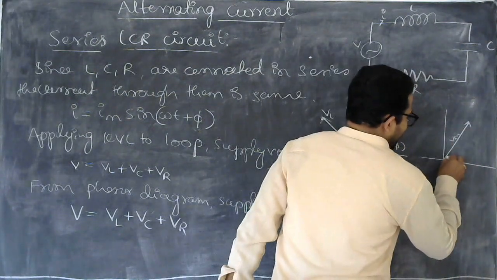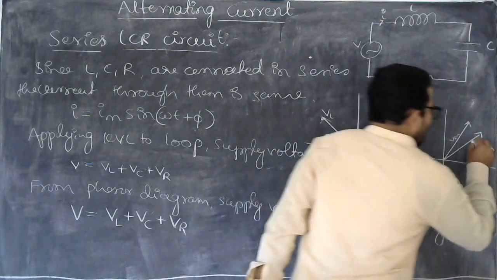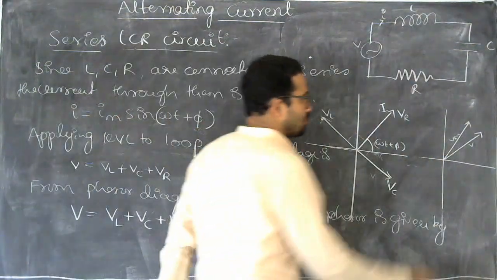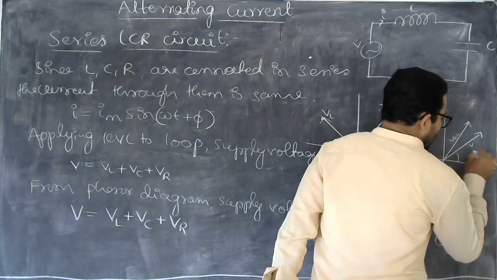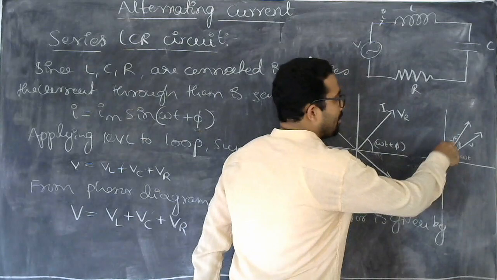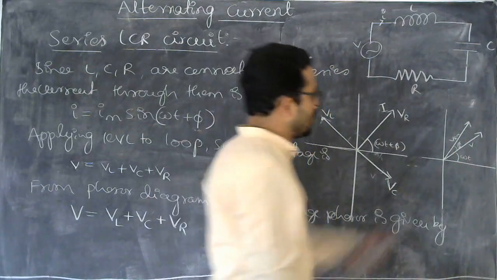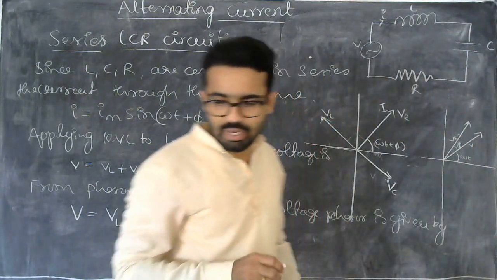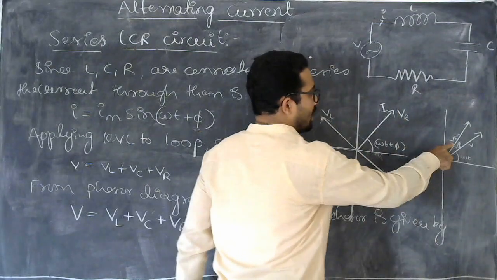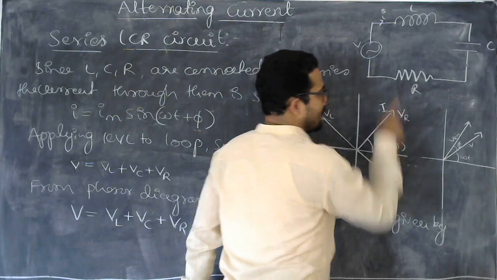Now let me draw one more line here, which is V, meaning the supply voltage Vs. See here, this is the angle omega t. This angle is phi. VRM and I are along the same line because there is no phase difference. This is VRM, the vector magnitude of this. So the current and voltage of the resistor are along the same line.